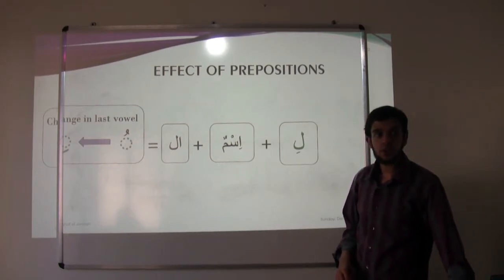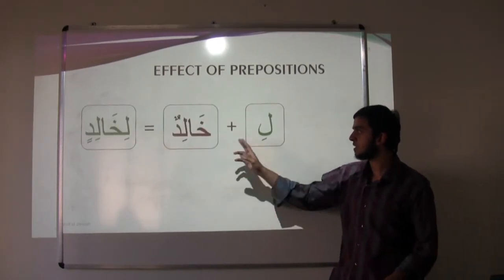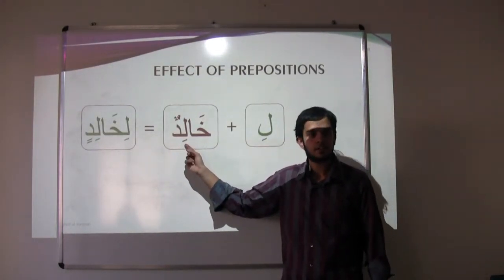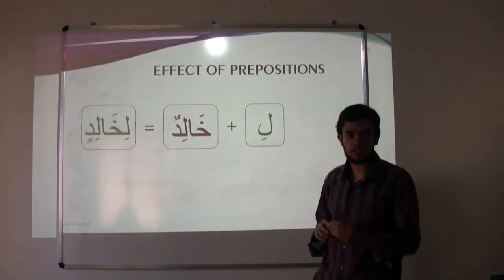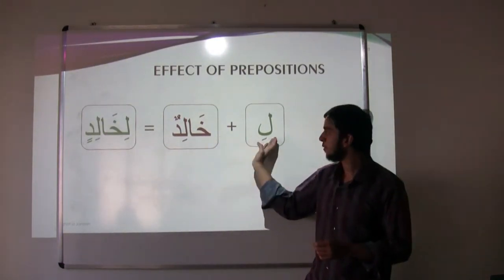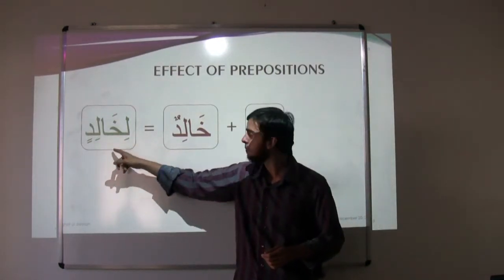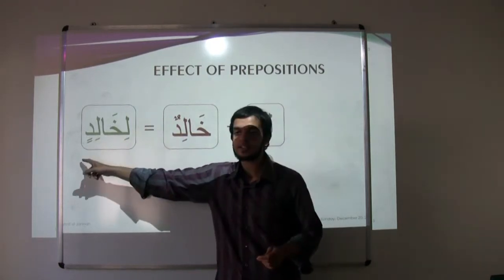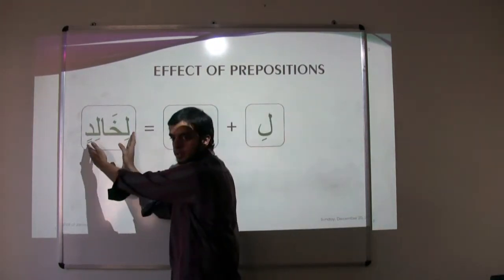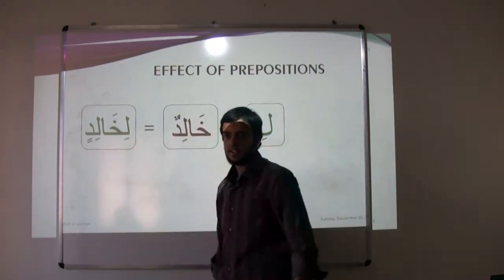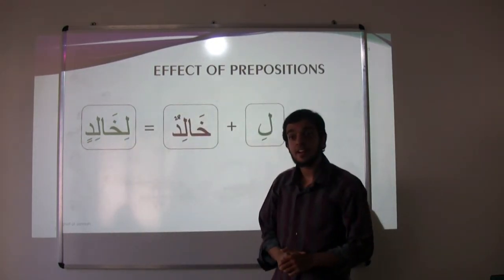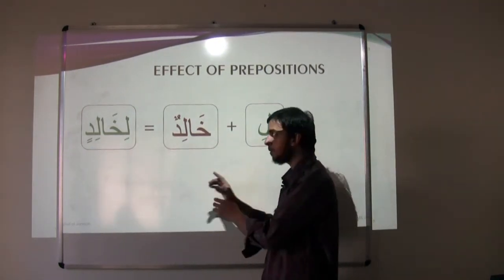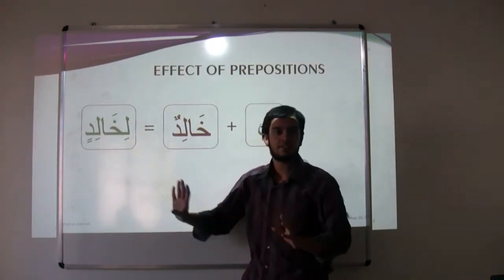Now we'll look at just a couple of examples. When li is attached to proper nouns, li plus khalidun, li khalidin. Why is it in red? It's in the noun, in the original state. So li adding to Khalid, it becomes li khalidin. Un becomes in. Double dhamma to double kasra. And this becomes a single word, by the way. The preposition doesn't stand separately, but attaches to the word itself.